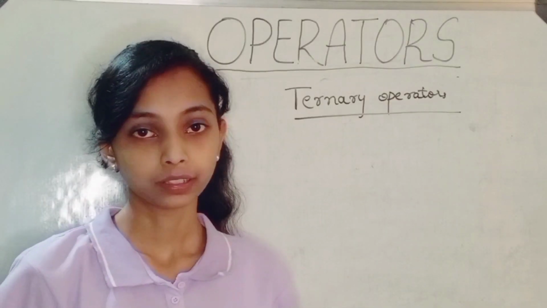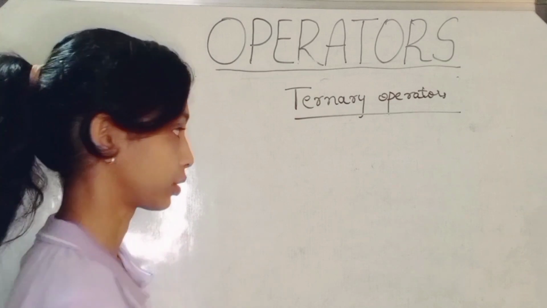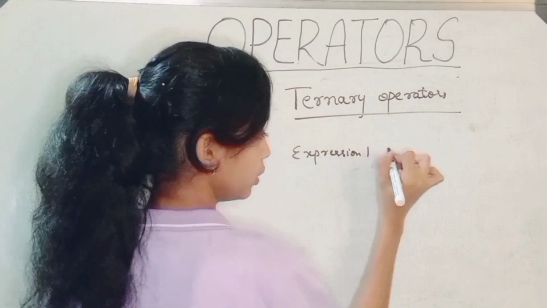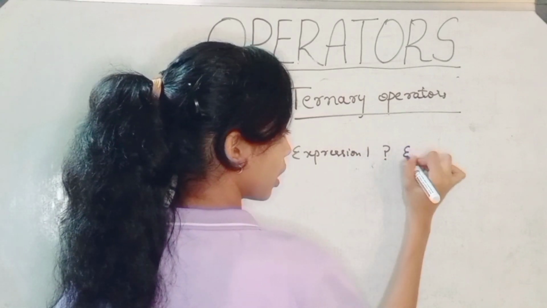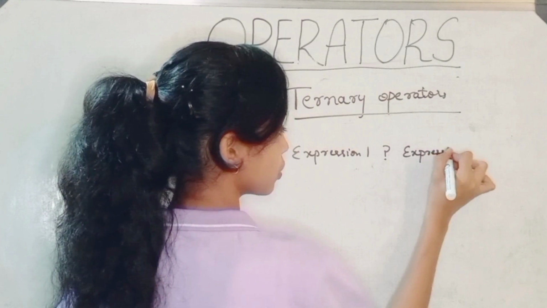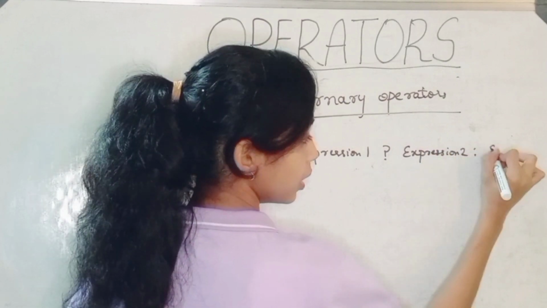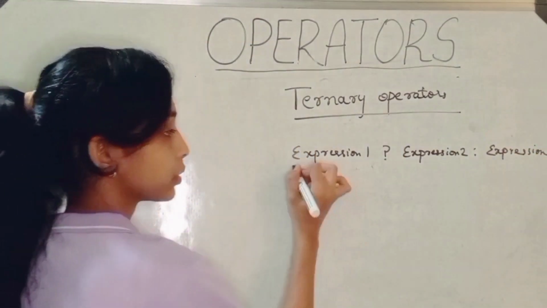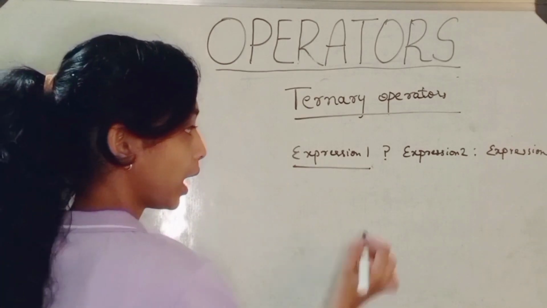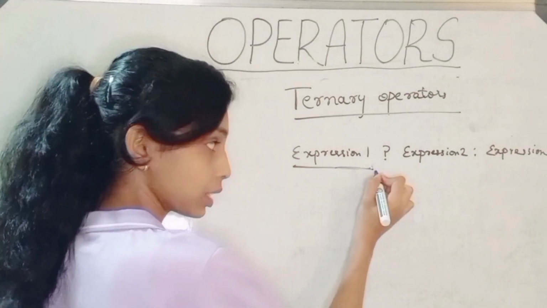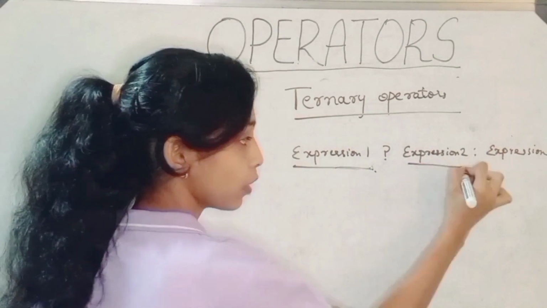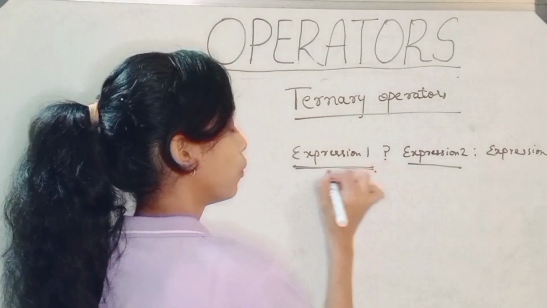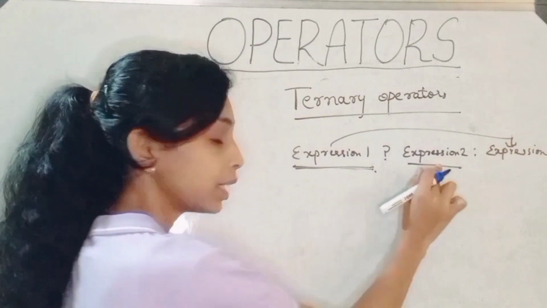So this is the ternary operator. The ternary operator requires 3 operands. That is, we can have expression 1 like this, expression 2, and the last one is expression 3. As we already discussed what an expression is, if this condition passes, it will display the value of expression 2. If this condition fails, then the flow will go to expression 3 but not expression 2.